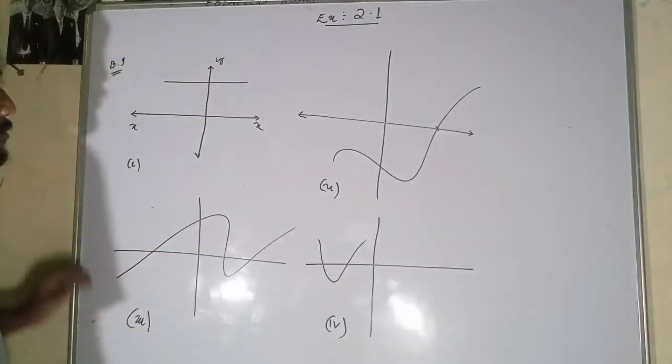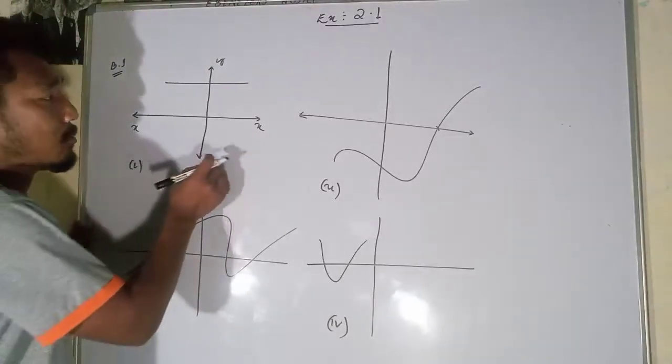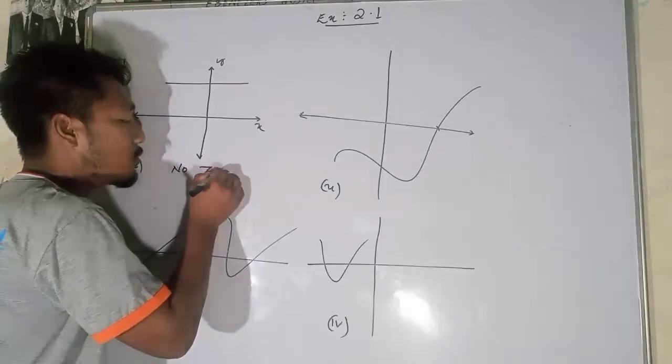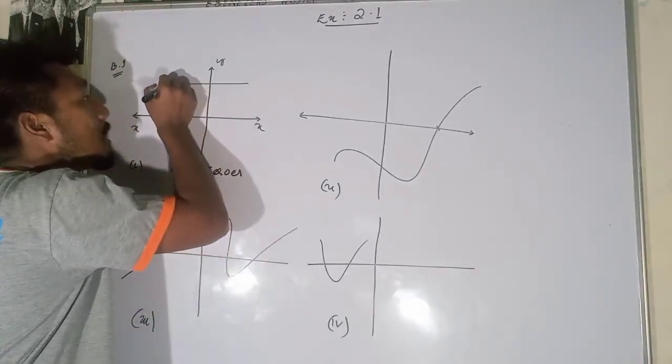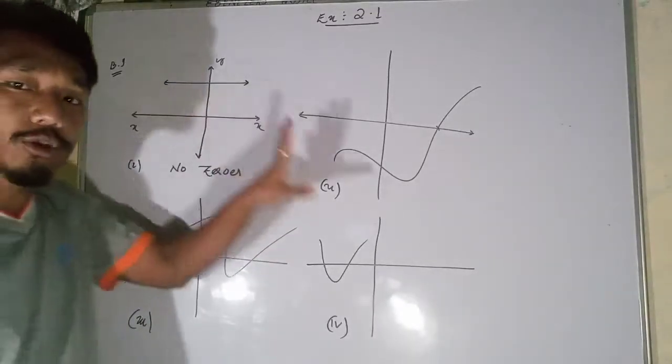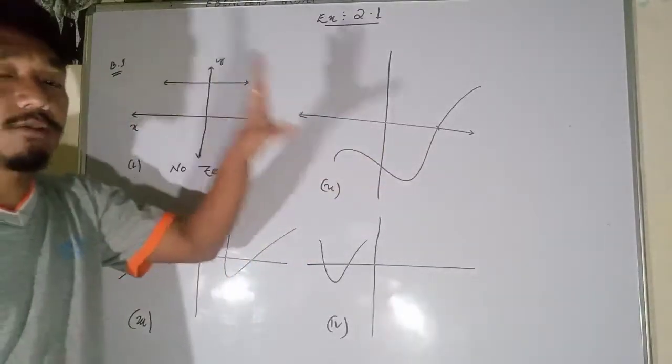In this graph, how many zeros are there in this polynomial? There are no zeros. Why? Because this line is not touching the x-axis. That means they have no solution. For this graph we don't have any solution.